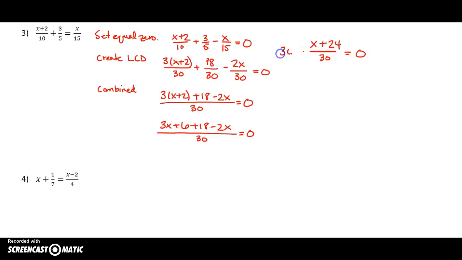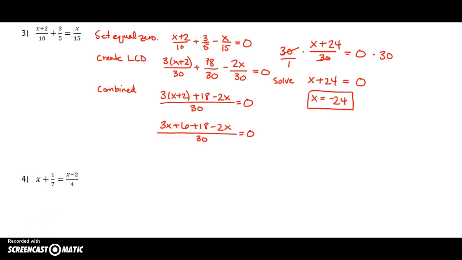We multiply both sides by 30 to get rid of that fraction, get rid of that denominator, because it's the 30 over 1, those cancel, leaving you with x plus 24, and 0 times anything is 0. And now, like we said previously, we're going to solve, so subtract 24 from both sides, and we have our answer. So method 1 is where we set it equal to 0 first. Many people found that to be their favorite method.